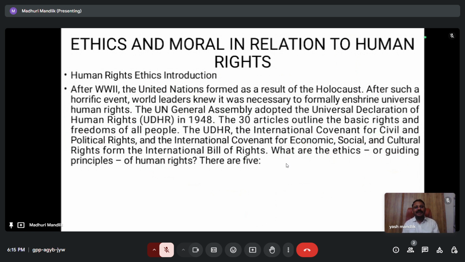The Universal Declaration, the International Covenant on Civil and Political Rights, and the International Covenant on Economic, Social and Cultural Rights form the International Bill of Rights. What are the ethics, or the guiding principles, of human rights? There are five principles as follows.